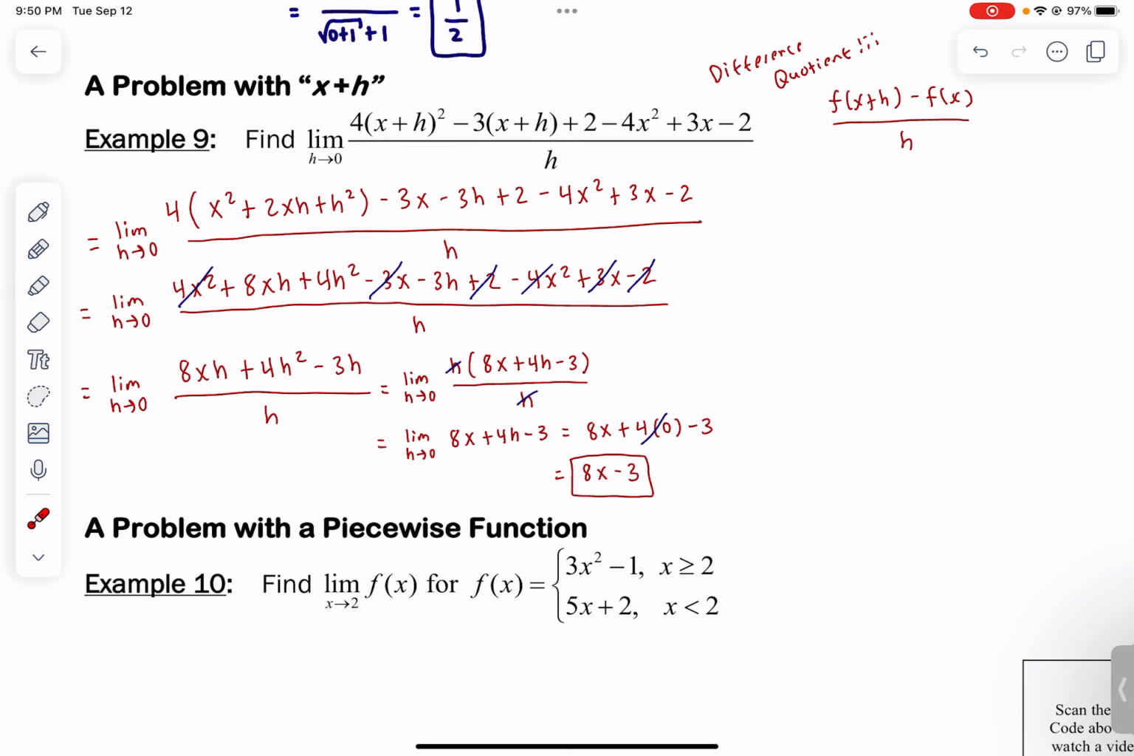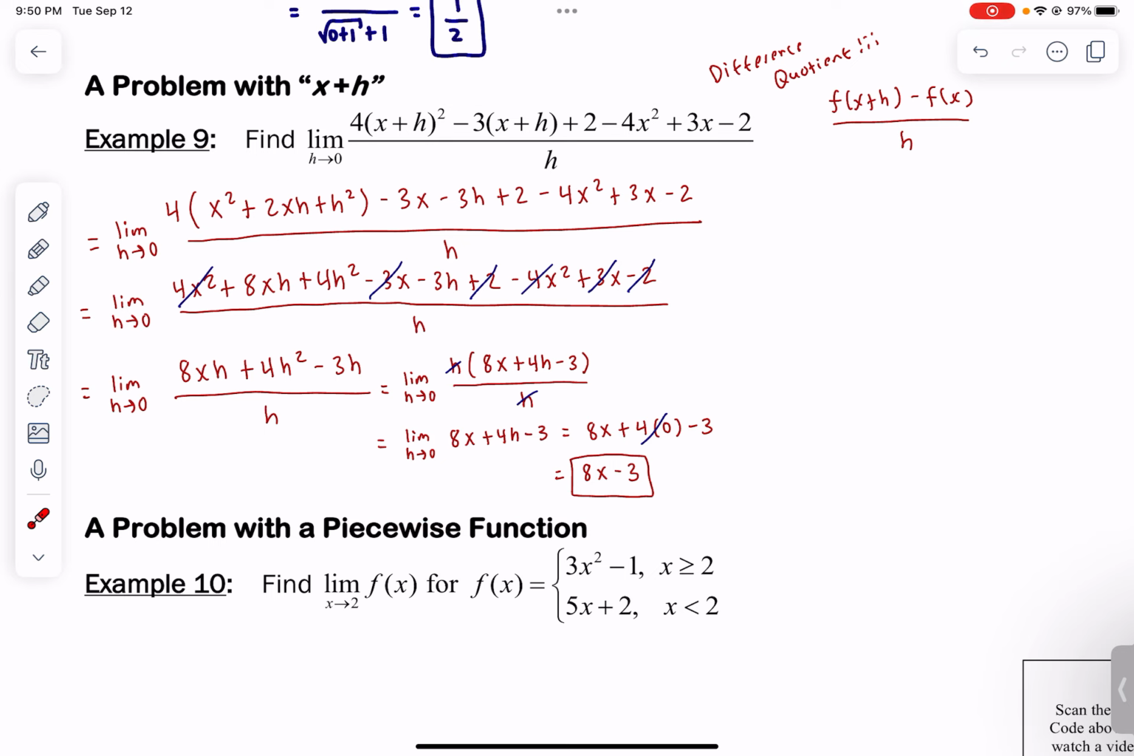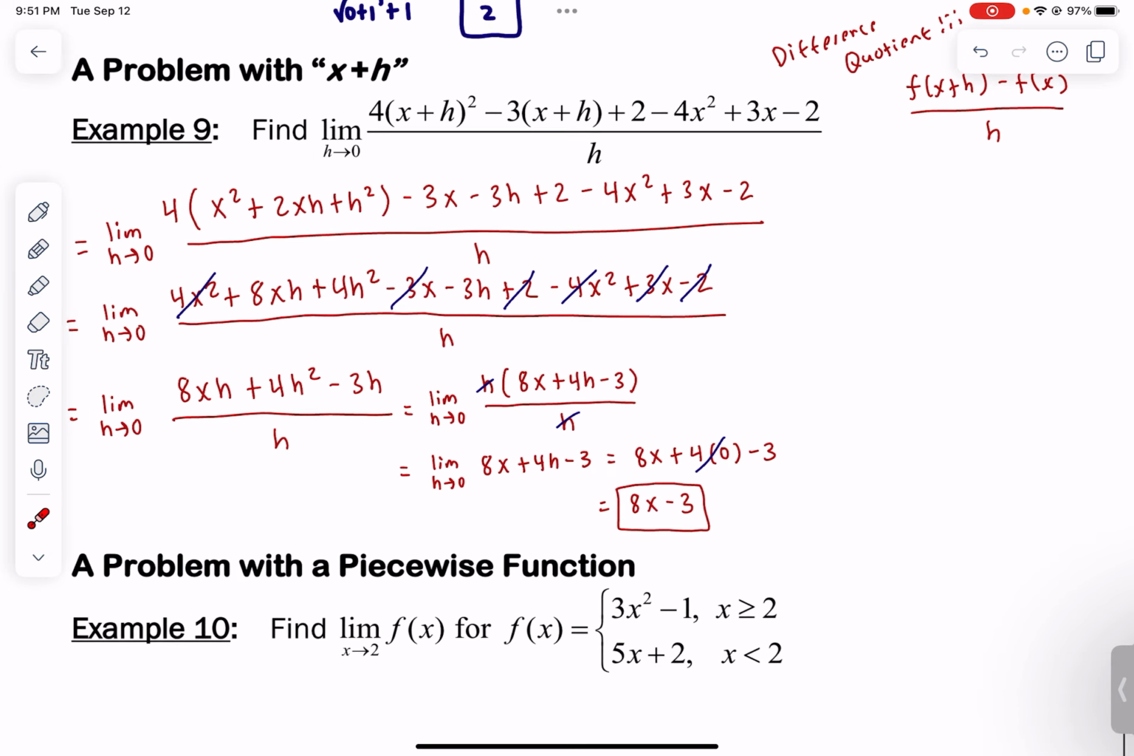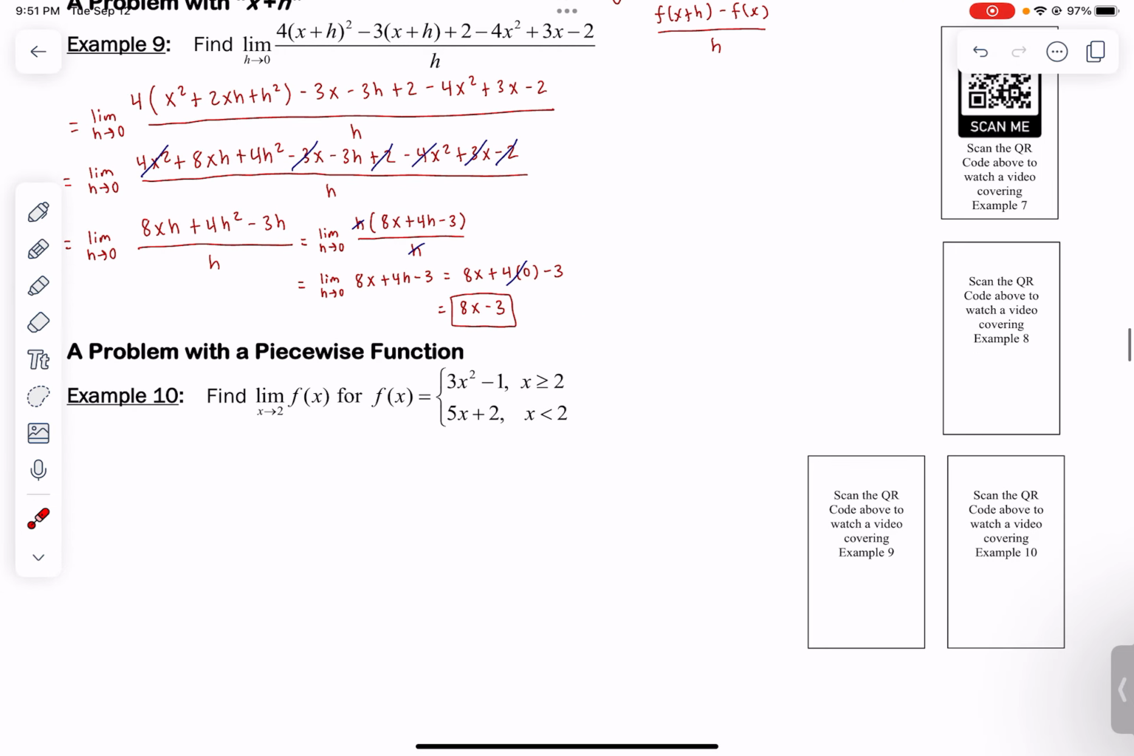So that is the way that we simplify this expression. Once again, this is just really the difference quotient, which is what we looked at in class today. All we did here was simplify the difference quotient for a specific function. So hopefully example number 9 makes sense. Now let's look at example number 10.